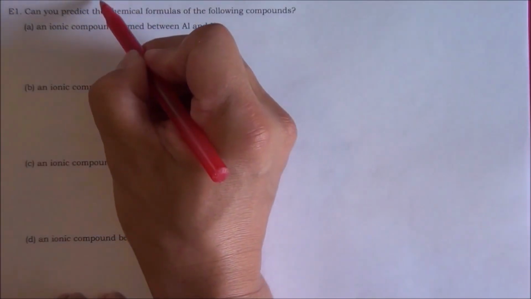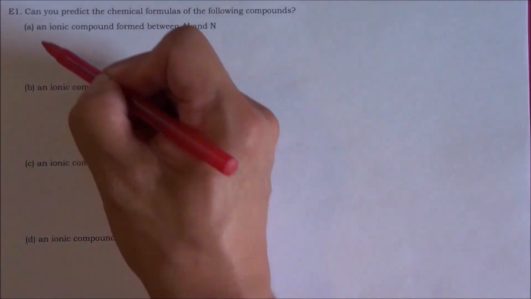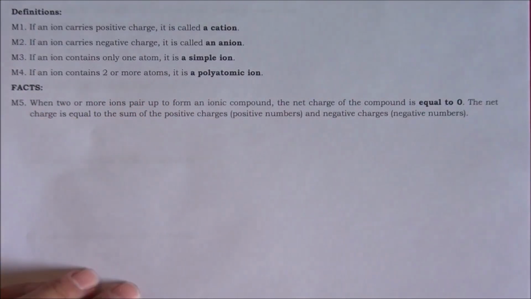Example 1. Can you predict the chemical formulas of the following compounds? Before we write down the answers of these problems, let's review the rule first. This is the rule I want you to memorize.